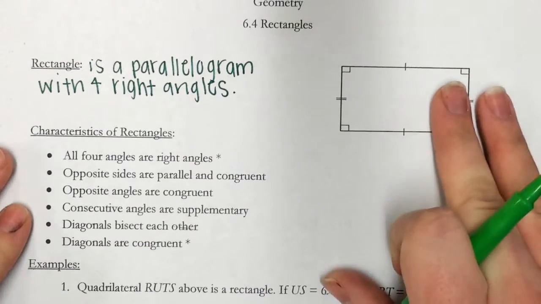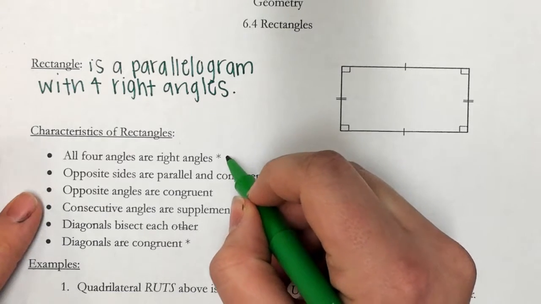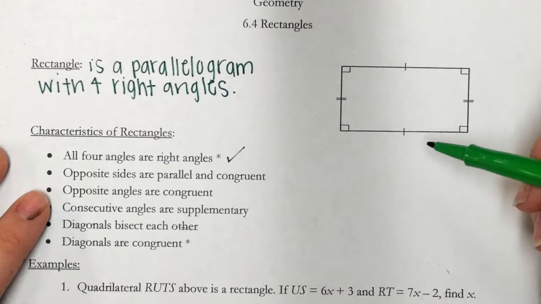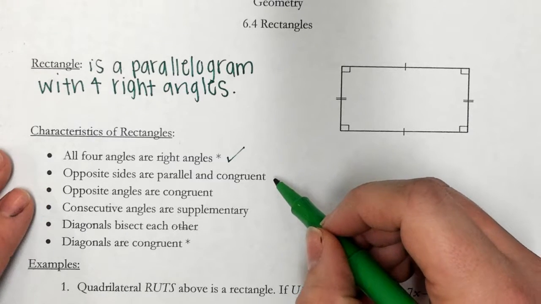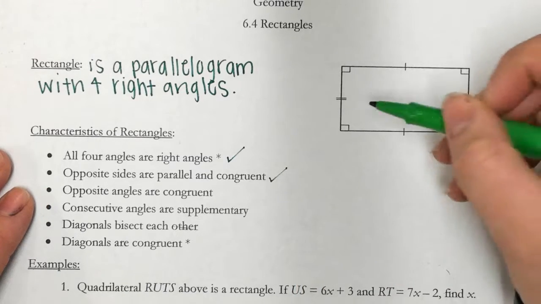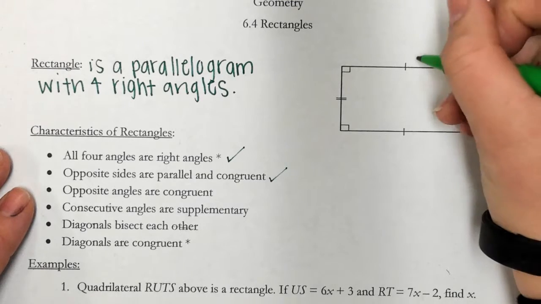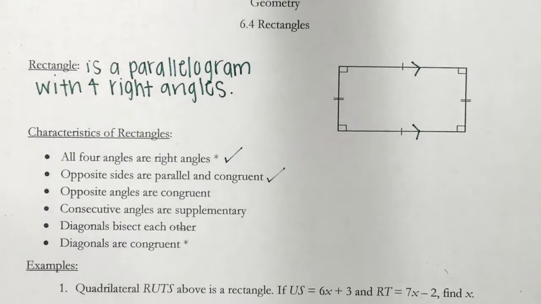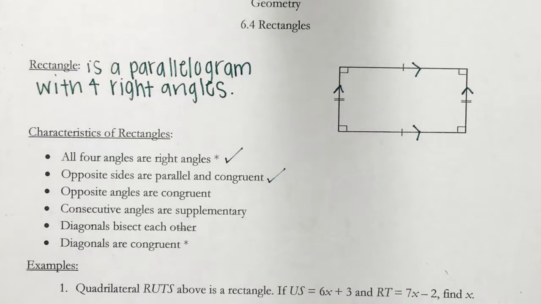So I want us to draw them out on here. All four angles are right angles. Check. That's already drawn for us. Just like a parallelogram, opposite sides are parallel and congruent. What is already drawn for us? The lines. What does that stand for? Congruency. What is not on there is the parallel. So let's draw those, the arrow. This is parallel to this, and this is parallel to this.